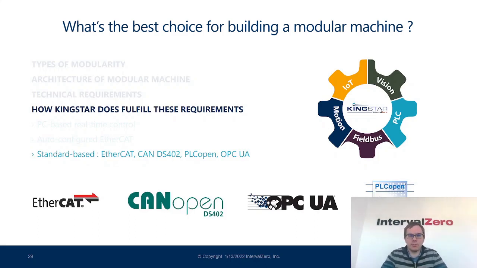Then we are fully standard-based, which means for the field bus, we use EtherCAT. To connect with the drives that are connected to EtherCAT, we follow the CANopen DS402 communication. Then, for the communication on how the user application interacts with our motion control, it is following the PLCopen motion control standard in terms of how the moves are done. And then for the communication with the cloud or with the machine, we also provide OPC UA, which is the newest standard for communication from machine to machine, machine to cloud, machine to HMI and SCADA.